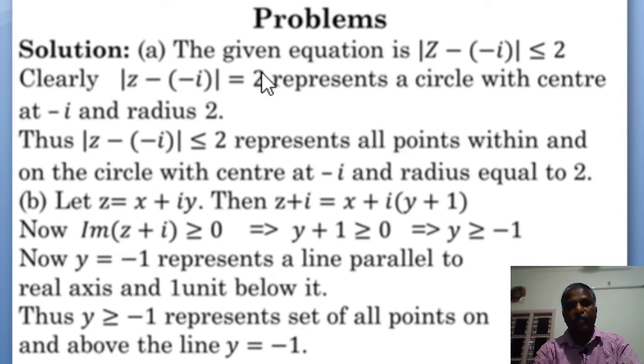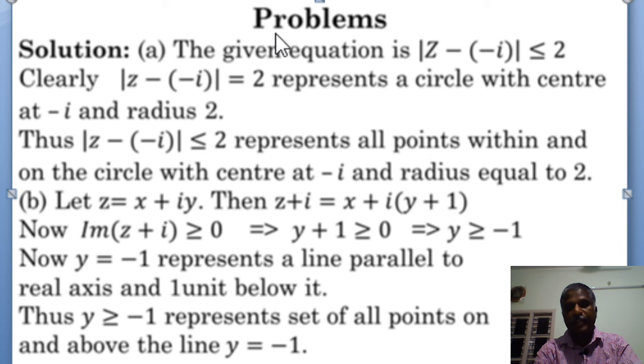The first one, we know that modulus of z plus i, that is modulus of z minus of minus i, equal to 2, represents a circle with center minus i and radius 2. Therefore, less than 2 means it is inside the circle. So all the points lie inside the circle. Hence, modulus of z minus of minus i less than or equal to 2 represents all points within and on the circle with center at minus i and radius equal to 2. So locus means it is a moving point, a general point.